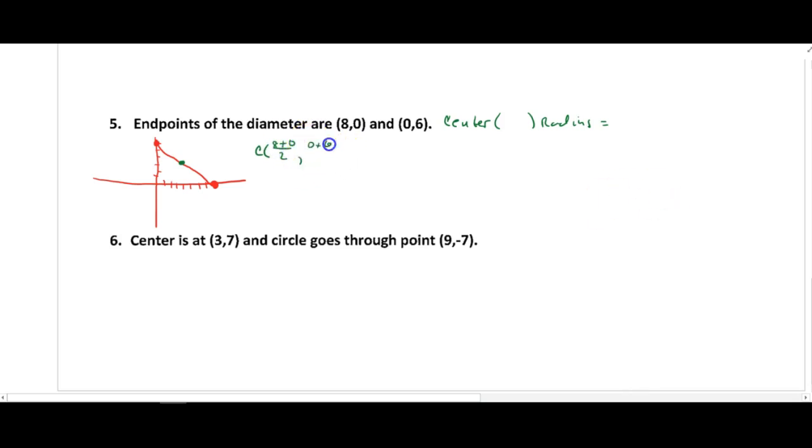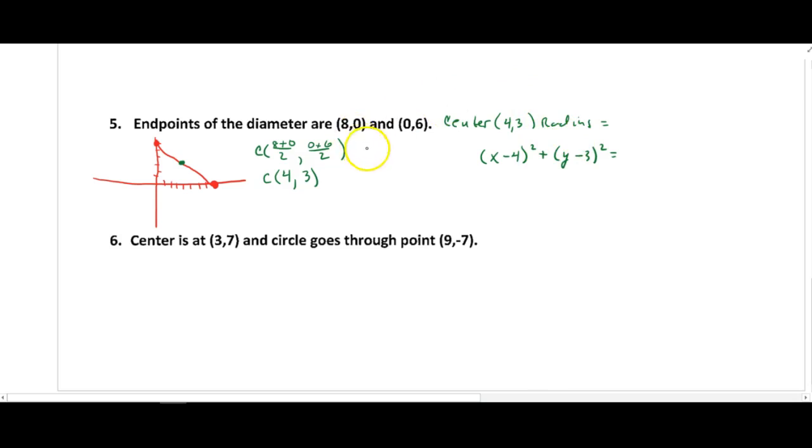Then I'm going to add the y's and divide by 2. So my center, 8 plus 0 is 8, divided by 2 is 4. 0 plus 6 is 6, 6 divided by 2 is 3. So my center is at 4, 3. So right there I can start my equation, (x minus 4) all squared plus (y minus 3) all squared equals.